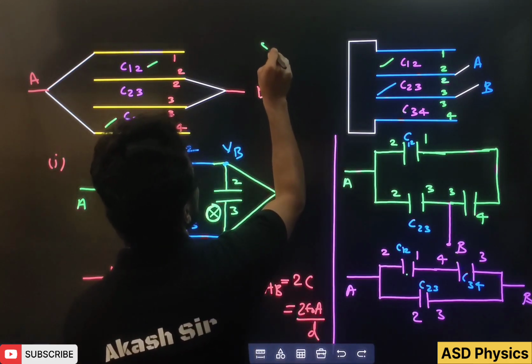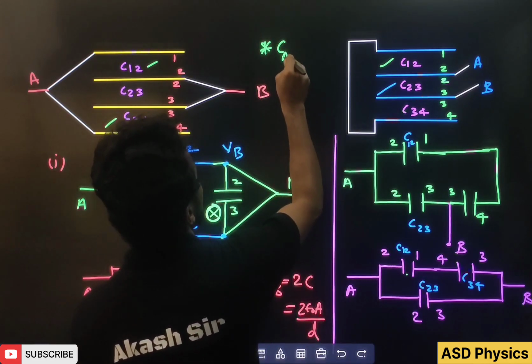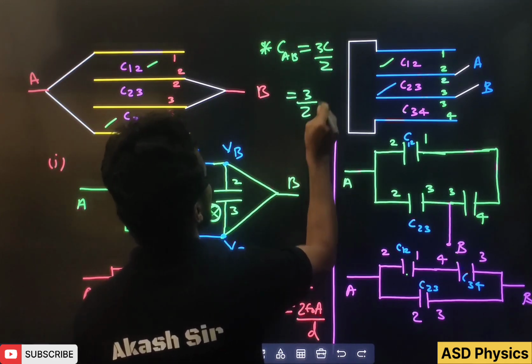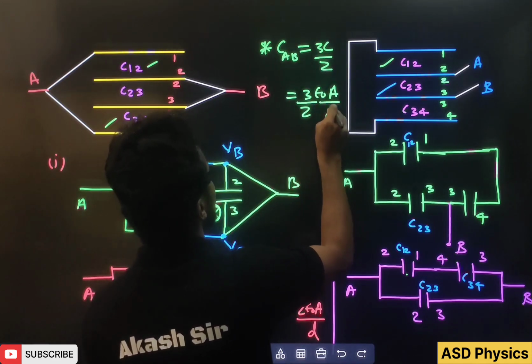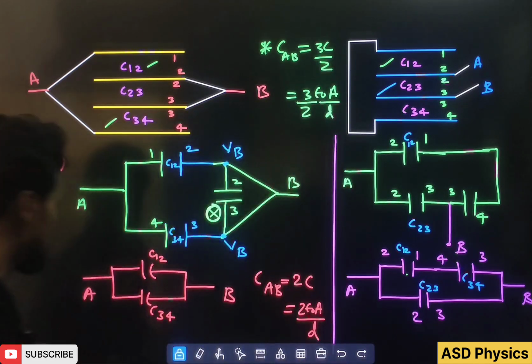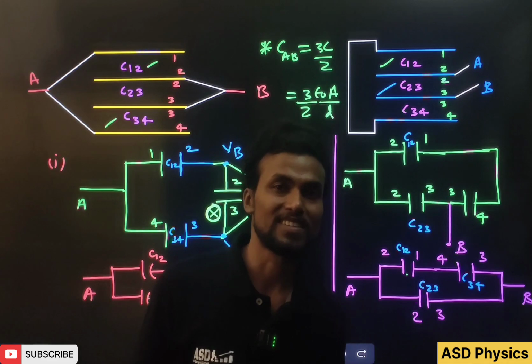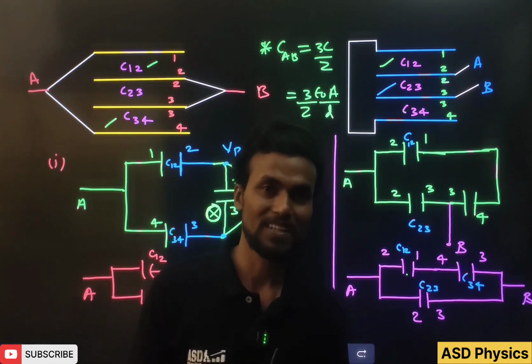So if I write here, the equivalent between A and B will come to what? Again, I'm telling you, 3C by 2. So 3 by 2 epsilon naught A by D. So students, you can see very well how we have done. When you see the video again one more time, you can understand it very well. So students, keep studying, keep growing.